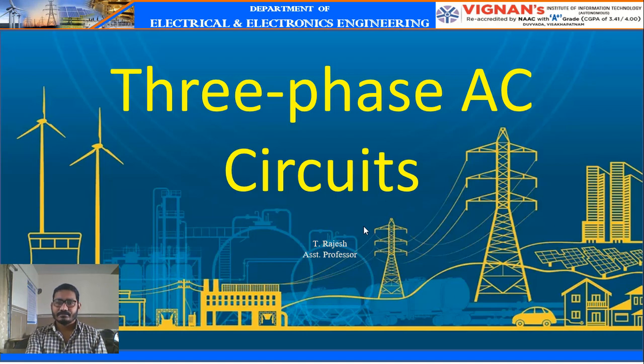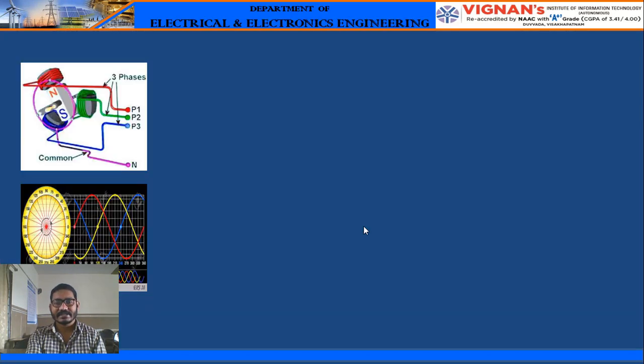Hi everyone, this is the continuation of three-phase AC circuits. In the previous class we discussed the analysis of star connection. Right now we are going to discuss the analysis of delta connection.